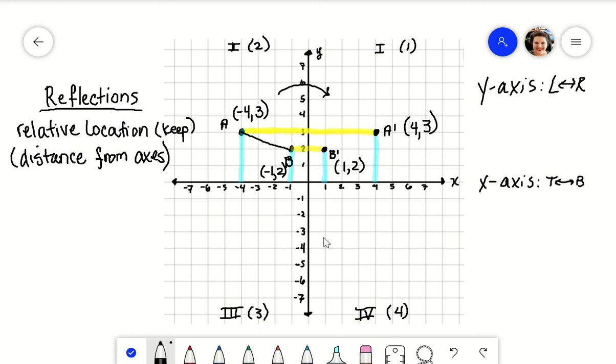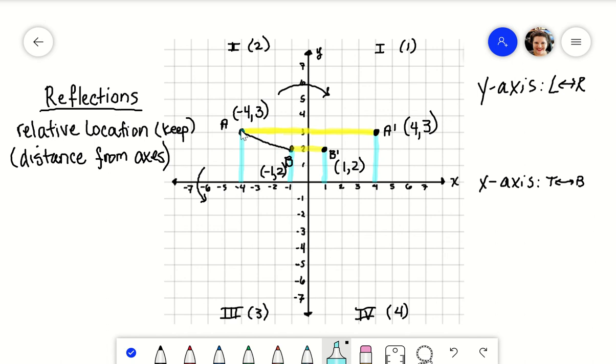So you'll notice again that these coordinates are changing the sign, but not the numbers themselves, because what you're doing is you're simply reflecting it into a different quadrant. Let's take a look at what happens if it goes over the x-axis. Again, I'm going to reflect 1 point at a time.